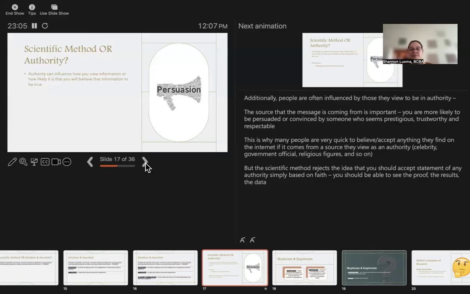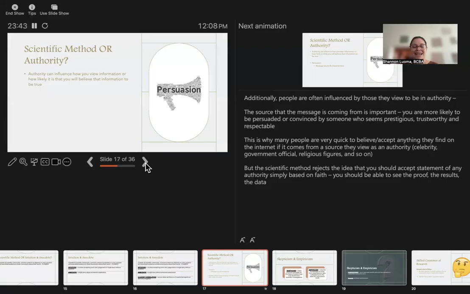And this is why many people are very quick to believe and accept anything that they find on the internet if it comes from a source of authority. And that can be any number of authorities, right? That can be a celebrity, a government official, a religious figure, and so on. So it doesn't necessarily mean just one type of authority. There are many different types, and people often will quickly believe something if they see that person that's saying it as a reliable authority. Scientific method, though, rejects this.